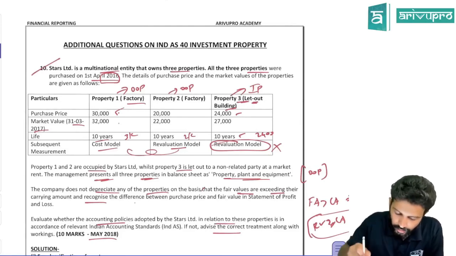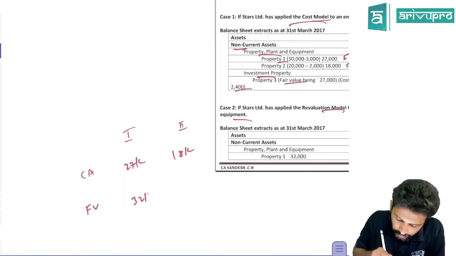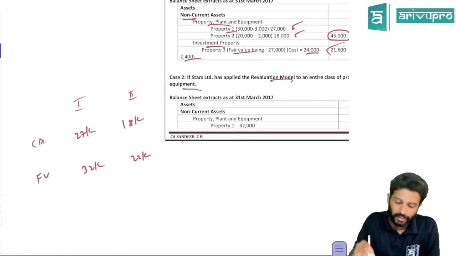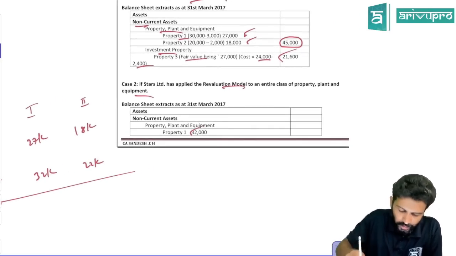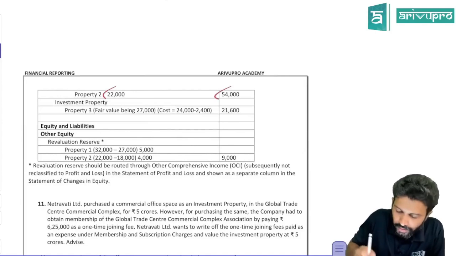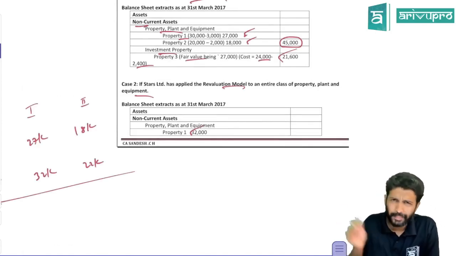What is the fair value they told? 32,000 and 22,000. If you're following the revaluation model, you show the asset at fair value. So the fair value of property number 1 is 32,000, property number 2 is 22,000. Put together it is 54,000. Correct? That is the balance sheet value.